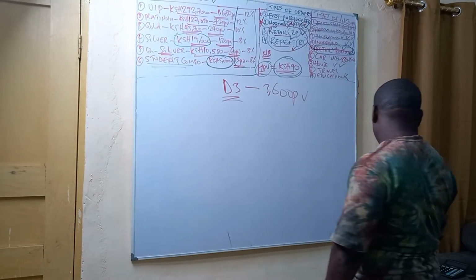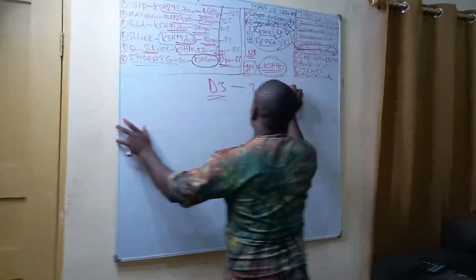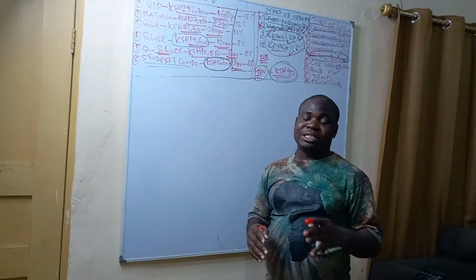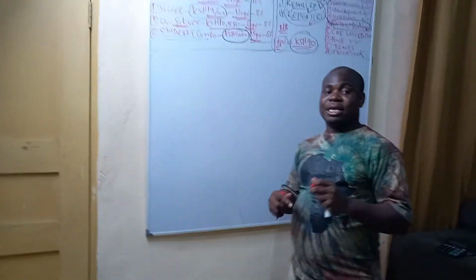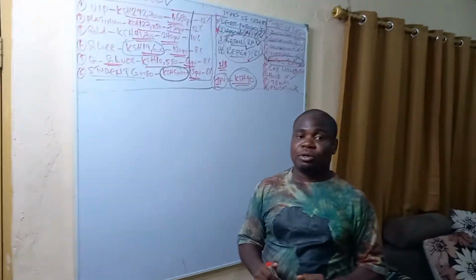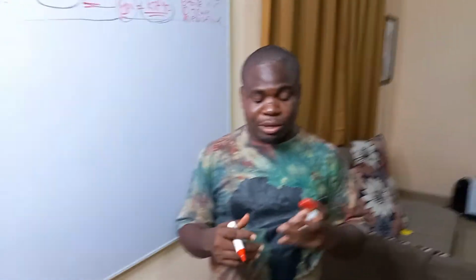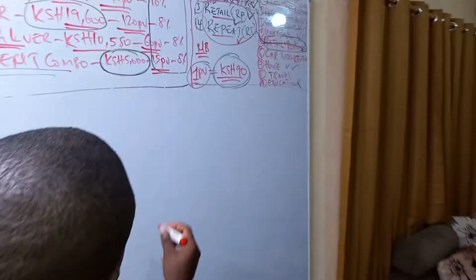3,600 PVs. So, how do you achieve that? You can achieve that in a lot of ways. If you have 90 days, we call it a 90 days game plan. That is 3 months to achieve Diamond 3. I achieved it. In my first month, I did Diamond 1, my second month, Diamond 2, my third month, Diamond 3. So now, how do you achieve those PVs?